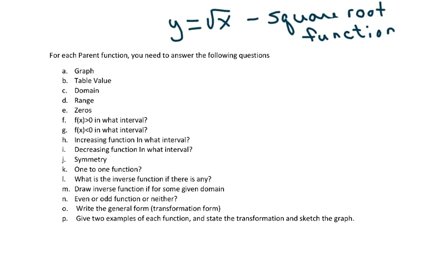Hi everyone, we're going to find information about the square root function. We're going to graph it, make a table of values, and so forth. On these two, we're going to see where y is positive, where it's negative, and on these two, we're going to talk more about end behavior. So this would be your end behavior of the function.